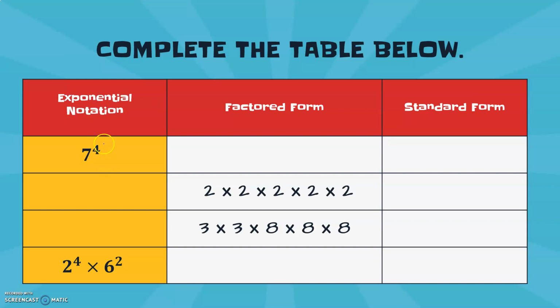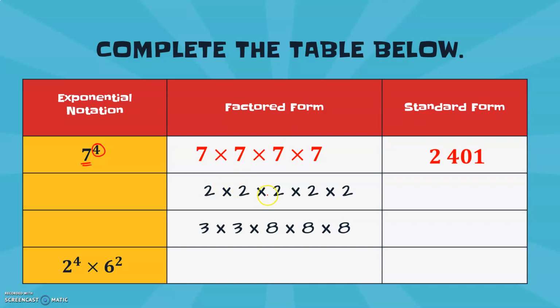First, we have 7 raised to the power of 4. The exponent is 4 and the base is 7. So in factored form, it is 7 times 7 times 7 times 7. And if you will solve 7 times 7 times 7 times 7, its standard form will be 2401. Did you get the same answer? Good job. Now let's have the second question.